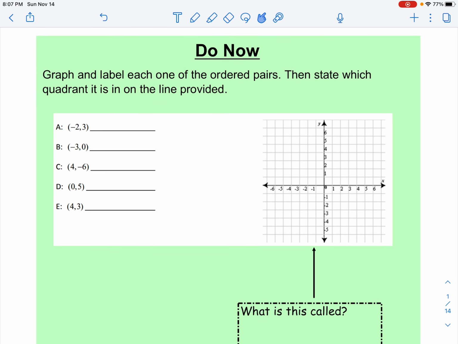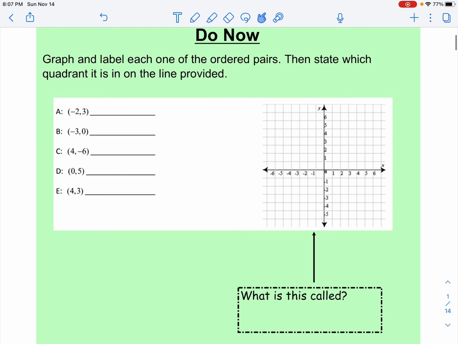The do now is just a review of plotting points in the coordinate plane. You could try this do now on your own time. It's pretty easy. Just plot the points. Remember, this is quadrant 1, this is quadrant 2, this is quadrant 3, and this is quadrant 4. Recall how to plot the coordinates. Everyone should be okay with that, I would think.